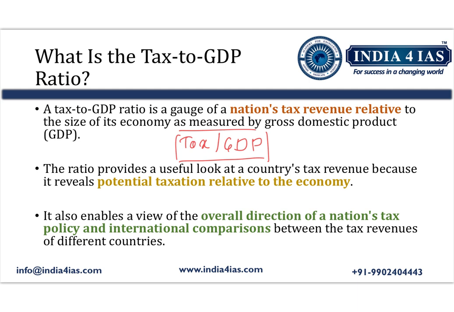Mathematically, tax to GDP ratio is tax divided by GDP. So this ratio indicates nation's tax revenue related to the size of economy in terms of GDP. The ratio also indicates potential taxation related to the size of economy. This ratio also indicates how government uses its economic resources via taxation. The ratio also helps us to understand the direction of a nation's tax policy. So it also enables international comparison between different countries.